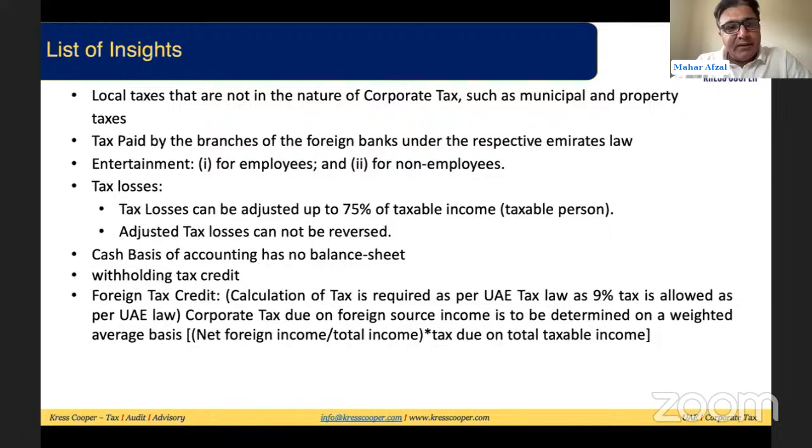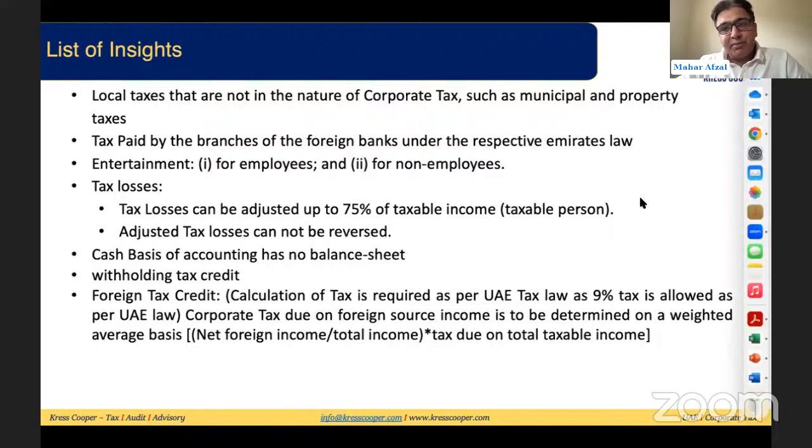Foreign tax credit, this is important. You can claim a maximum of 9% of the relevant taxable income of the foreign person. If you have paid foreign tax more than this, it will not be allowed to arrive at the taxable profit. Foreign tax credit cannot be carried forward, and it cannot be carried back. You will forfeit it if there is any excess.